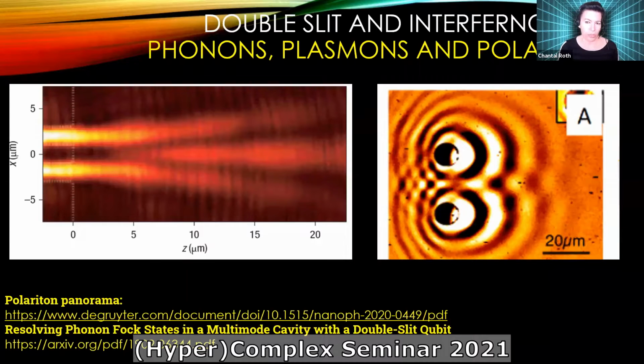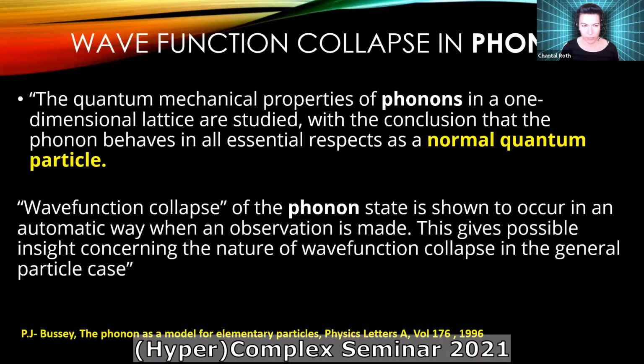This is very simple. And so the question is, given that we can do the same kind of experiments with these quasi-particles, are photons really so different? Maybe it's not so crazy to at least think about that maybe it's not so different. The wave function collapse of phonons has been studied as well. The quantum mechanical properties of phonons in a one-dimensional lattice are studied with the conclusion that the phonon behaves in all essential respects as a normal quantum particle. So this could be an interesting system to think about what a photon actually could be.